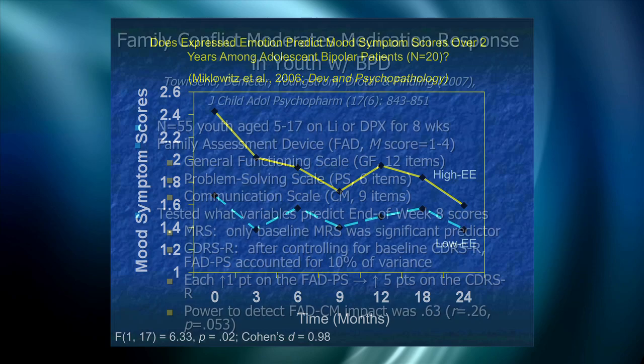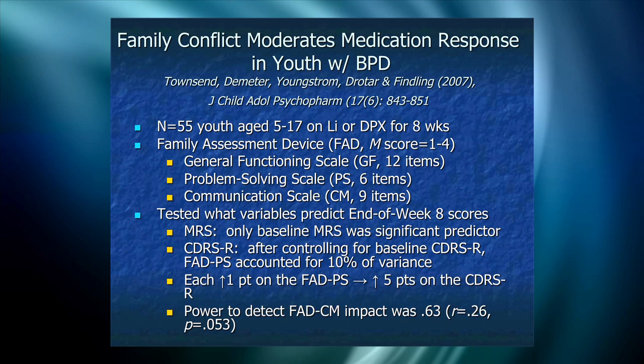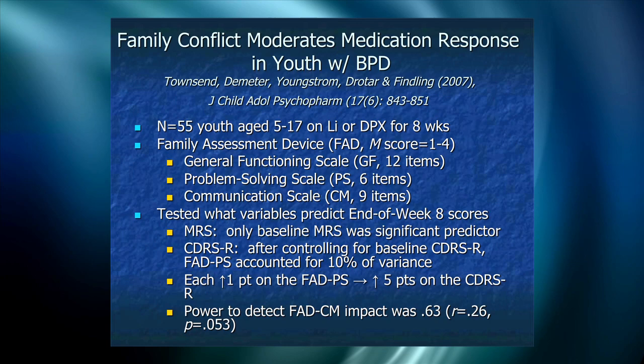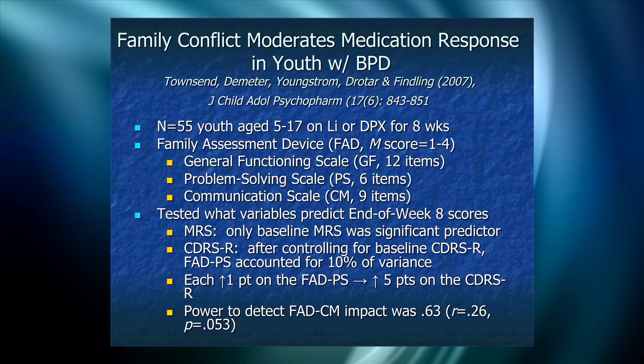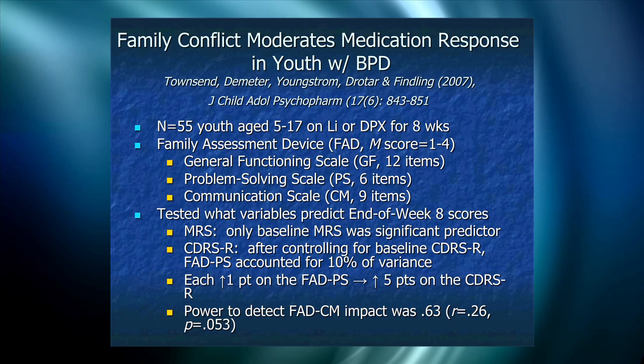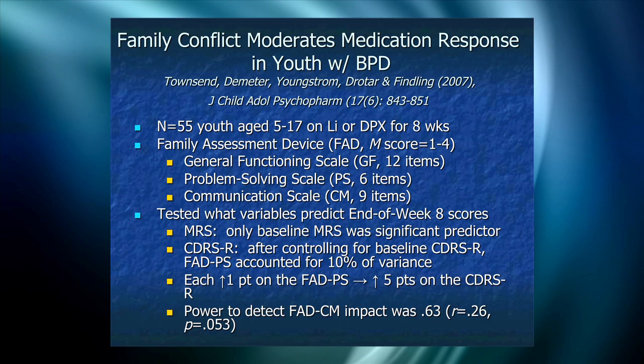Family conflict moderates medication response in youth with bipolar disorder. This is a group out of Case Western Reserve University: 55 youth aged 5 to 17 who were prescribed either lithium or divalproax for 8 weeks. This was a medication study, but they threw in some nice little family measures. They used the Family Assessment Device, looking at the general functioning scale, the problem solving scale, and the communication scale, and tested what variables would predict end of week 8 scores.